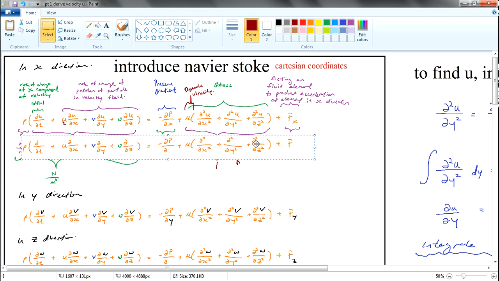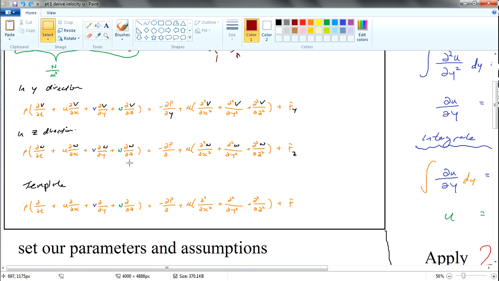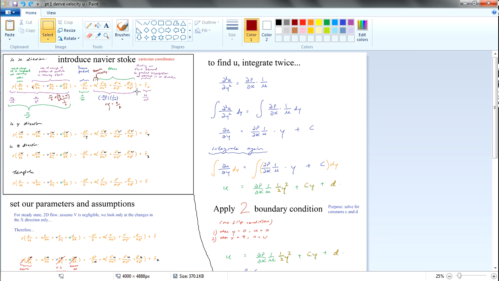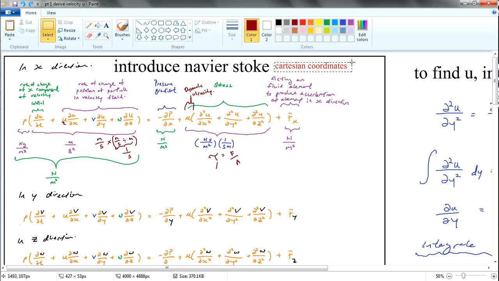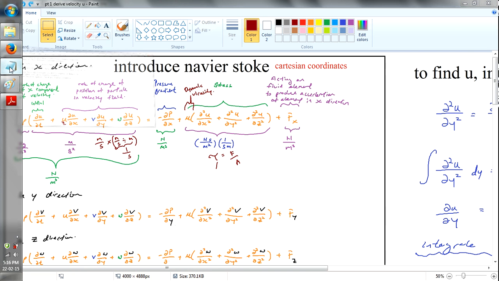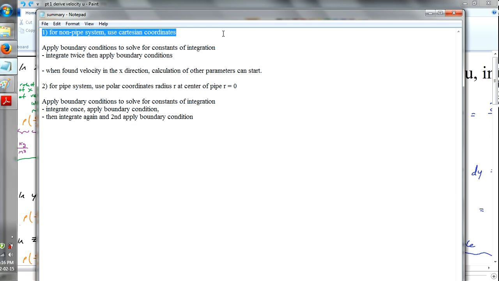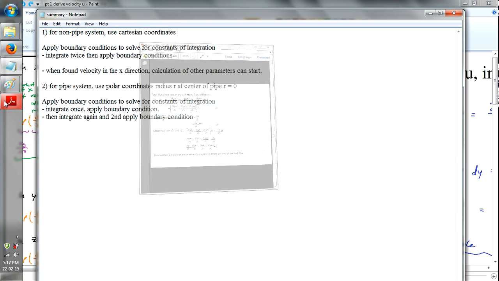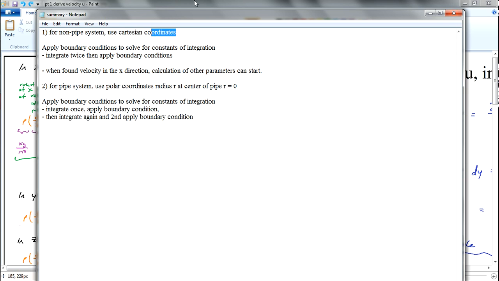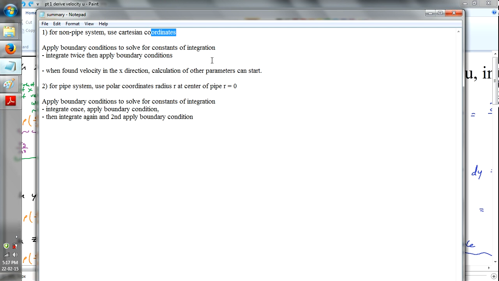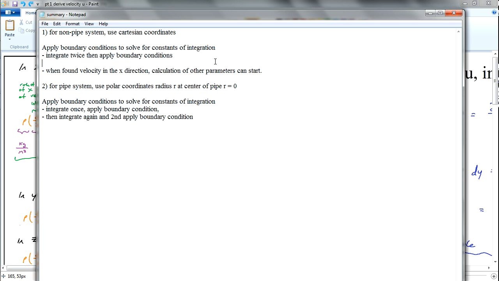So this is just a template for you to know which are the things to sub in, and the rest are actually the constants. So this settles down the Navier-Stokes equation for the Cartesian coordinates. We're talking about x, y, and z. Just to give you a quick preview, for non-pipe systems, which is what we are going to do next, we use Cartesian coordinates, which is this equation over here, and then apply boundary conditions to solve for constants. Later I'll talk about it. And then for pipe systems, you have to use polar coordinates, with radius r. So non-pipe system you use Cartesian, for pipe you use polar coordinates.